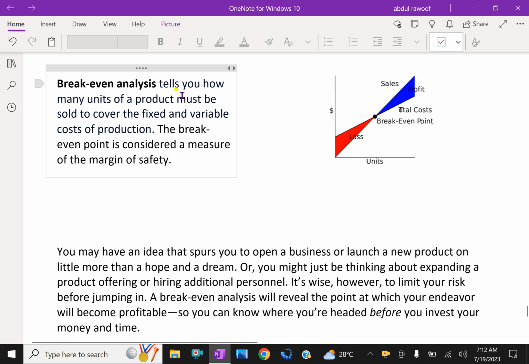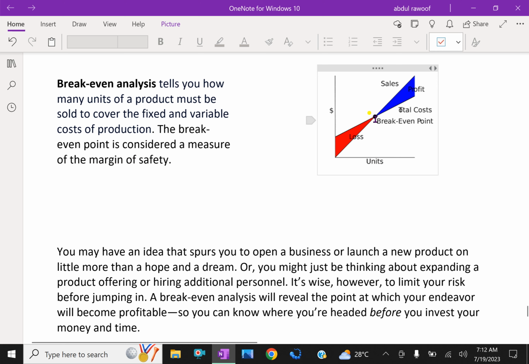Break-even analysis tells you how many units of product must be sold to cover the fixed and variable cost of production. The break-even point is considered a measure of the margin of safety. Here, in this graph, this side is loss, this is the profit side. In between is the point called the break-even point. At a break-even point, there is no loss or profit.